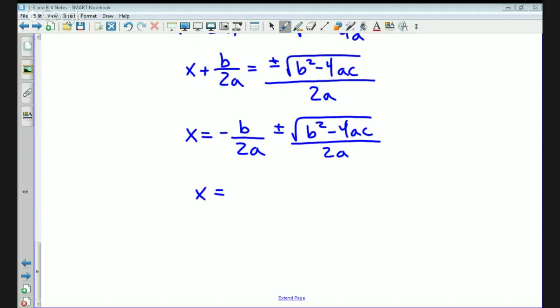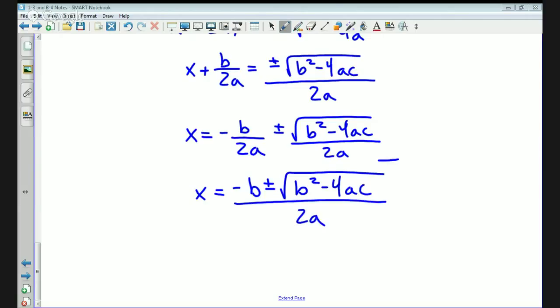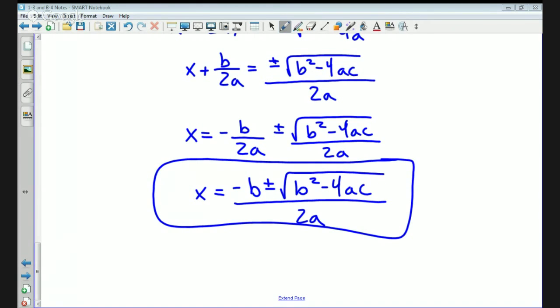And what we end up with, we already have common denominators, will be negative b plus or minus the square root of b squared minus 4ac, all over 2a. And that is your quadratic formula. That is what I would expect you to know if I were to ask you to solve by using the quadratic formula. Got to know that formula.